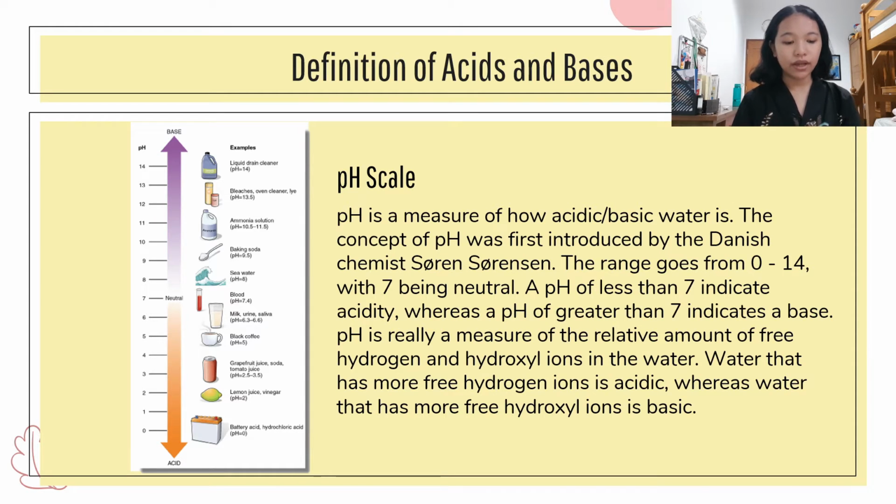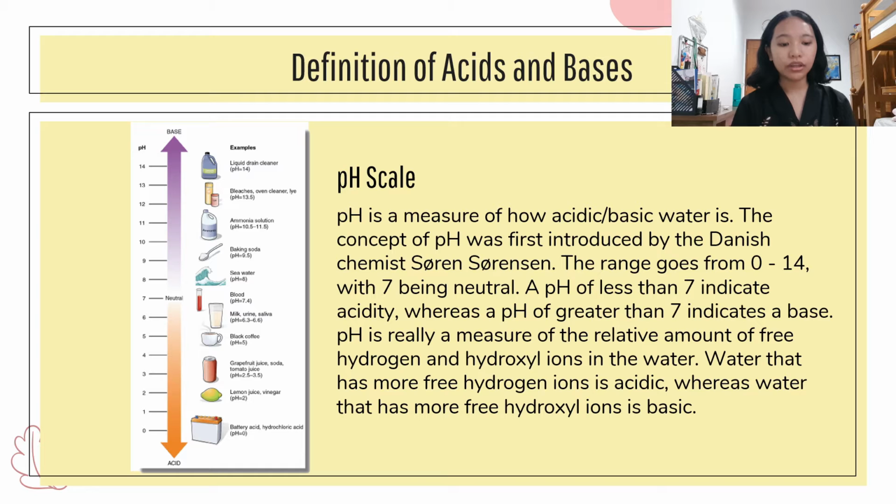pH is a measure of how acidic or basic water is. The concept of pH was first introduced by the Danish chemist Søren Sørensen. The range goes from 0 to 14, with 7 being neutral. A pH of less than 7 indicates acidity, whereas a pH of greater than 7 indicates a base. pH is really a measure of the relative amount of free hydrogen and hydroxyl ions in the water. Water that has more free hydrogen ions is acidic, whereas water that has more free hydroxyl ions is basic.